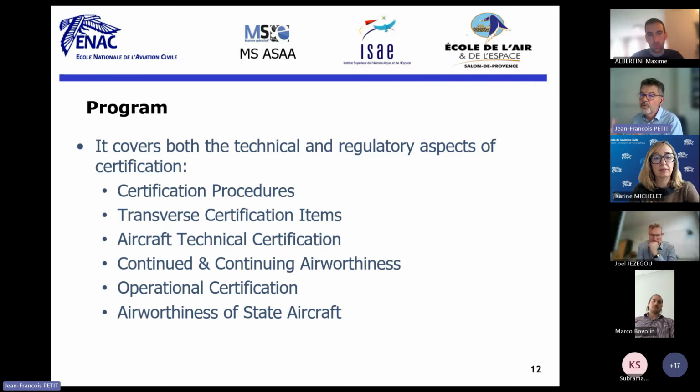After that, we will go through what we call transverse certification items, and here this is mainly related to safety. Of course, safety was illustrated before as well. This is the key topic. Why are we doing all that, certification and airworthiness? This is to make sure that we can safely fly. That's really the objective. And here there is a dedicated module to safety analysis focused on aircraft systems.